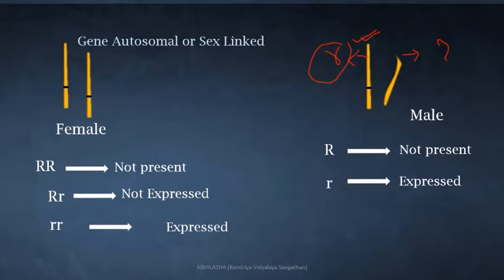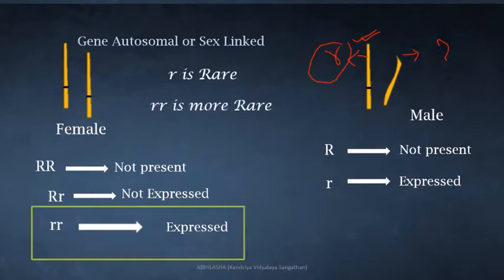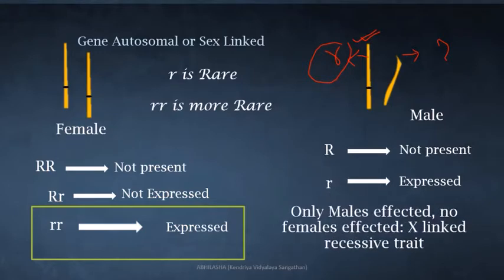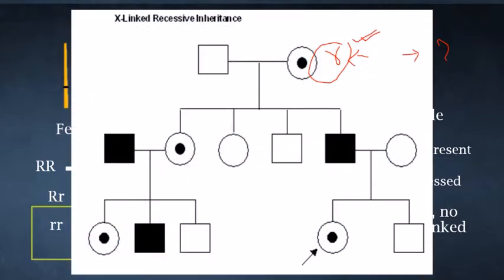With this, you have to remember that recessive alleles of X-linked trait is rare. So chances of small rr homozygous condition is even more rare. So chances of female showing an X-linked trait is extremely rare. What does this mean? That in a pedigree chart, an X-linked recessive trait will be more often seen in males but not in females.